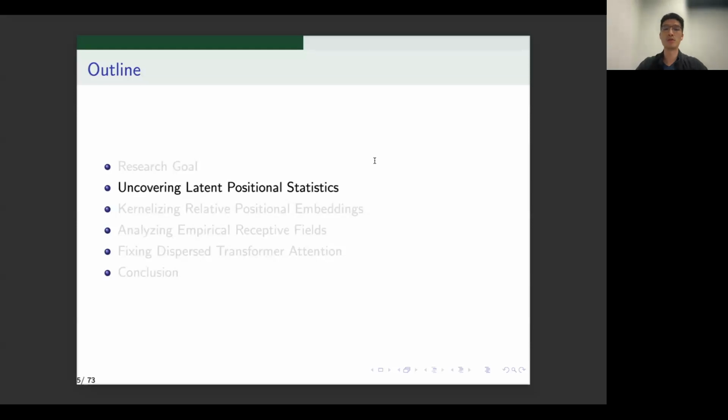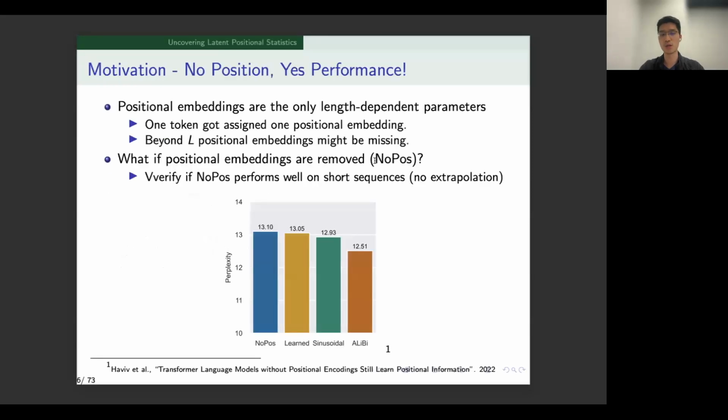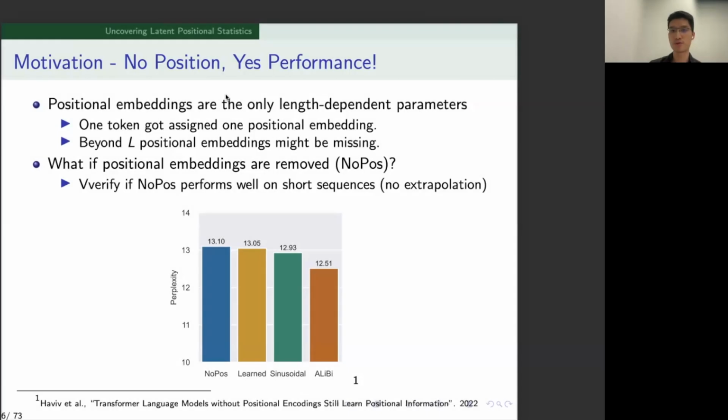And let me move on to the first section. I call it uncovering latent positional statistics. So in this section, I want to first verify that positional embeddings are really the key to length extrapolation, or even the performance of transformer language models. So I started with this kind of crazy idea.